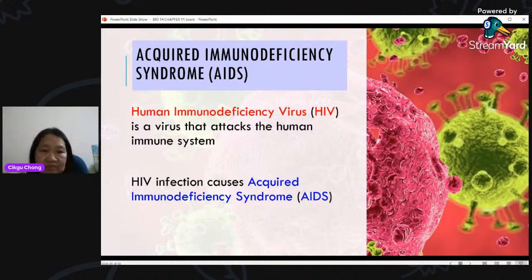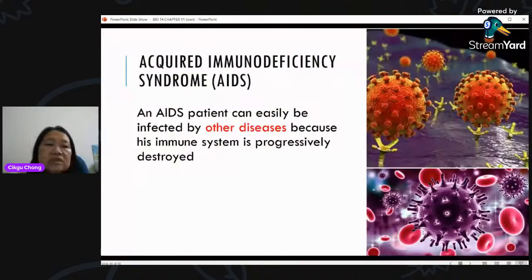Next, an AIDS patient can easily be infected by other diseases. So why do people actually die of AIDS? It's not because they die of AIDS. It's because their immune system has become so weak that they are infected with other diseases and possibly died because of the other diseases. It is not really the AIDS that killed them. It's because of pneumonia, or it could be another infection, that killed the person.